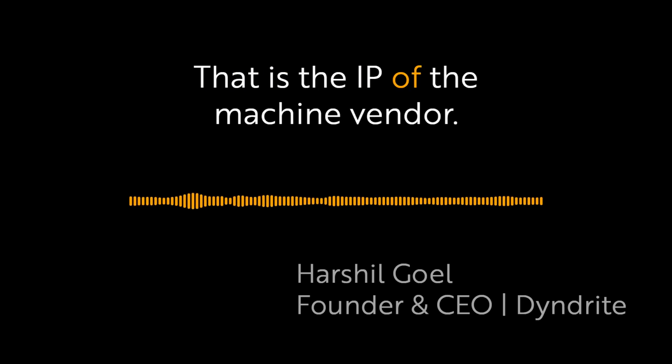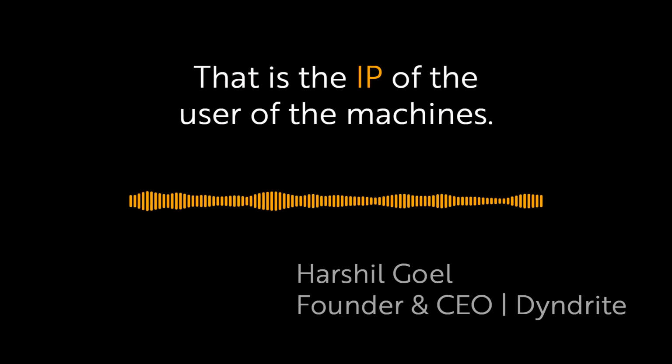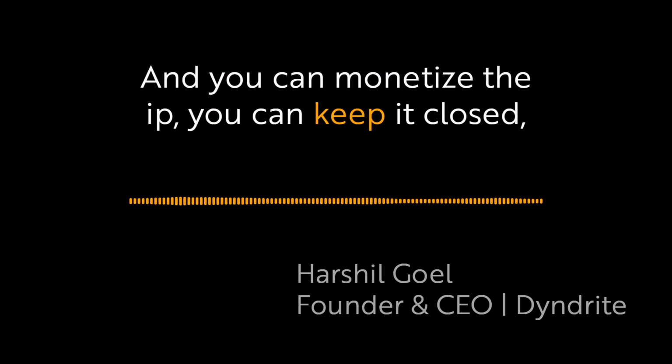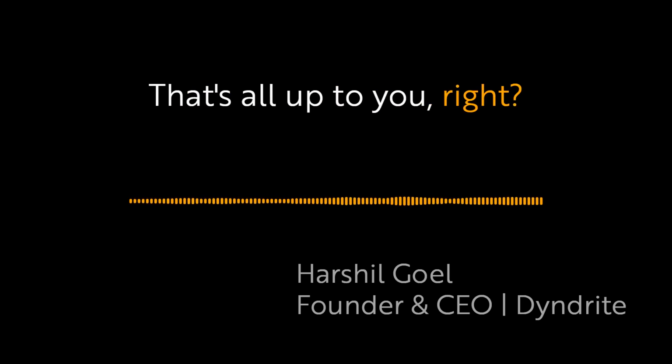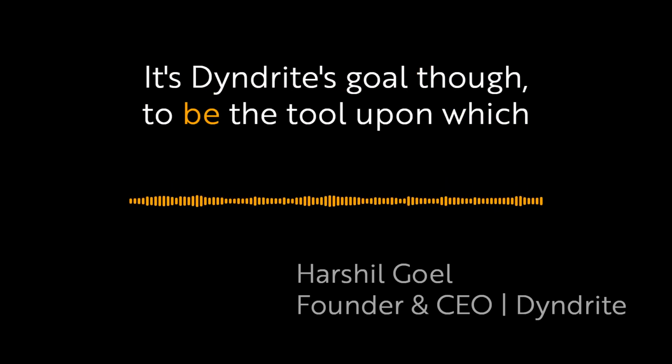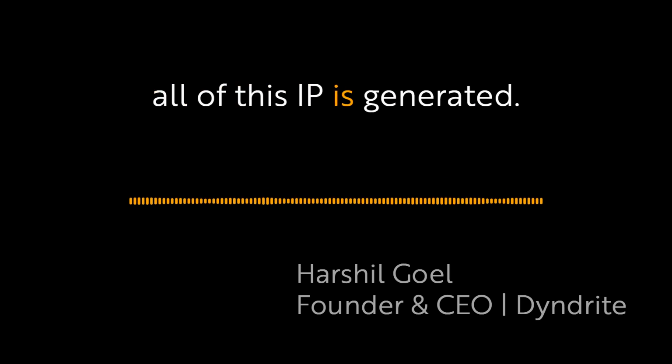That is the IP of the machine vendor, that is the IP of the user of the machines, and you can monetize the IP, you can keep it closed, you can sell it, you can share it with the community. That's all up to you, right? It's Dyndrite's goal, though, to be the tool upon which all of this IP is generated.